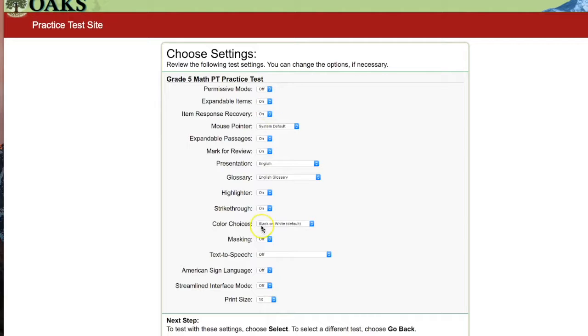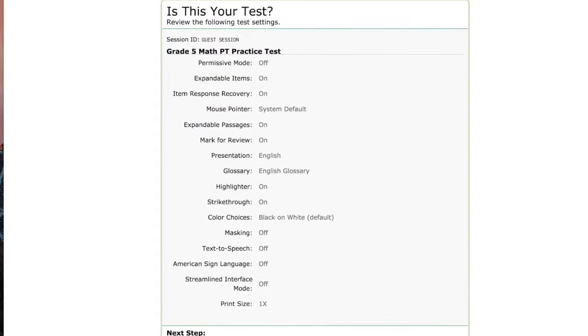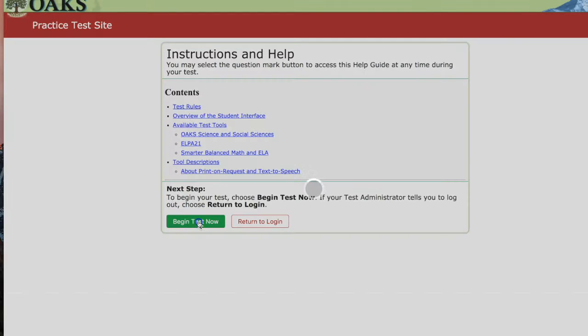As before, keep all the settings the same. These will be pre-designated and set before the test. Scroll down to the bottom and click yes to start the test and begin test now.